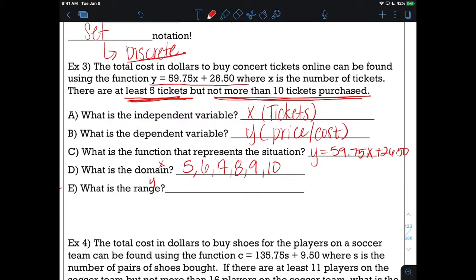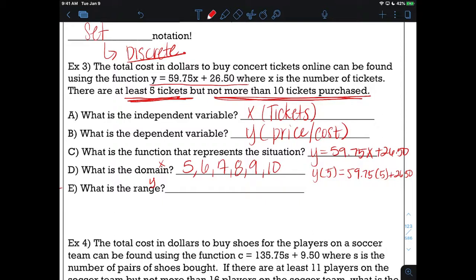Okay, now they're asking me what is the range. Well, range is my Y's, but they didn't list them. They didn't tell me anything about it. What in the world? Well, no need to worry. Instead, all I'm going to do is plug in each one of these, just like we did earlier. So I would do Y of 5 equals 59.75 times 5 plus 26.5, and then simplify. Okay, that's a lot of work going on. So let's make this a little bit easier.